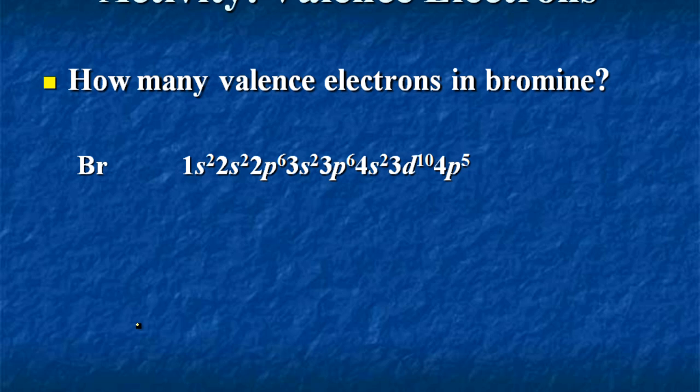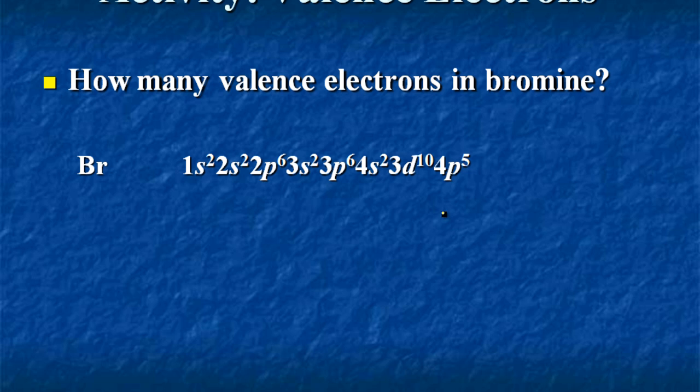Now, how many valence electrons are in bromine? I said the last filled orbital, the last filled principal energy level. How many electrons are there in the last filled level? The last filled level is number 4. How many? You see a 4s2 here and 4p5. 4 is the last filled level. So how many total in that level?